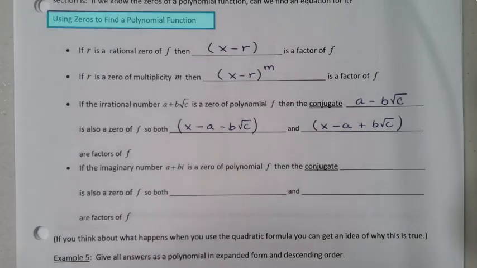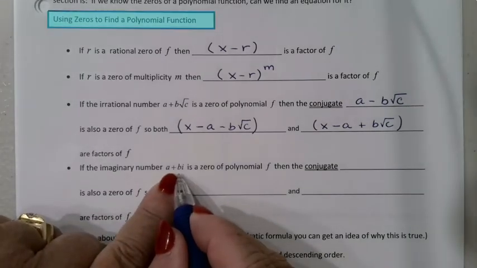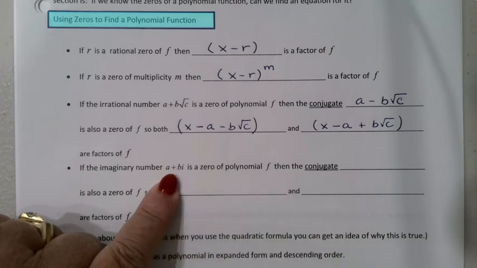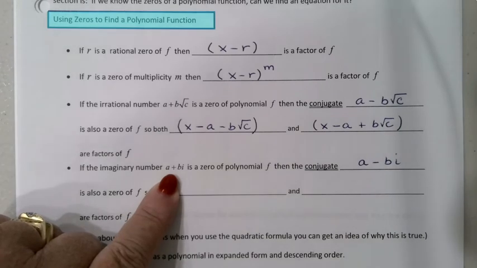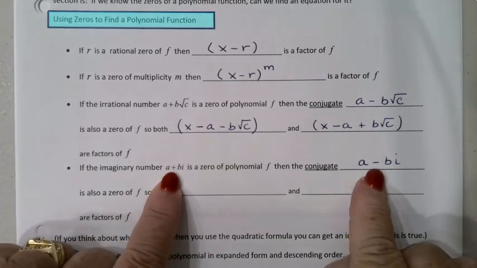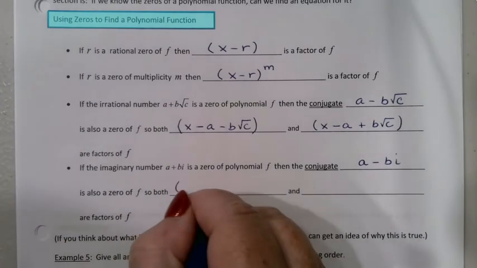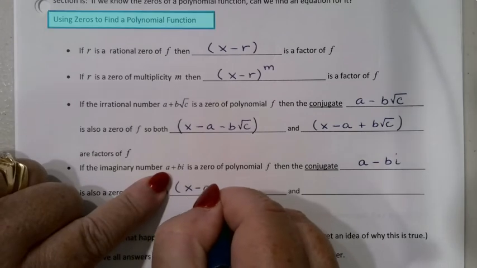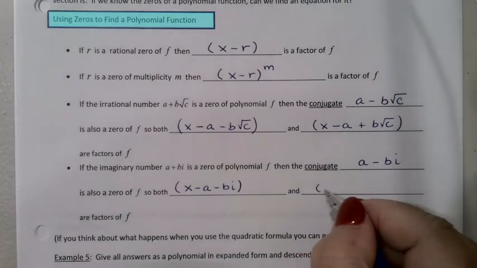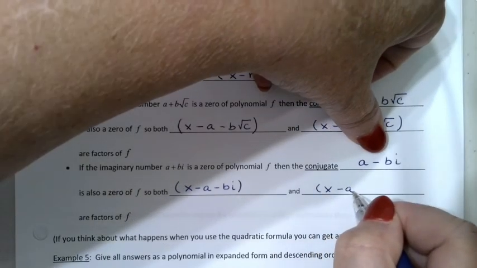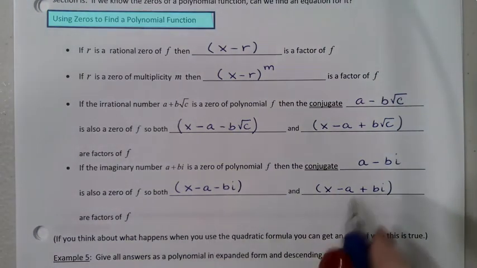All right, and then the same thing can happen with the imaginary zeros. If I have an imaginary number like a plus bi as one of my zeros, then its conjugate, a minus bi, is also a zero. And again, that really just comes from the plus or minus in the quadratic formula. Okay. That means that x minus a minus bi and x minus a plus bi are my factors of f.